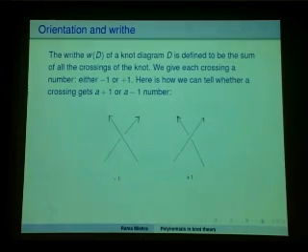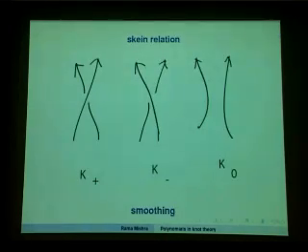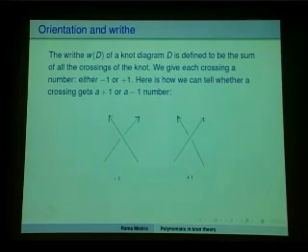So when you have orientation, you have the concept of sign. In any oriented knot diagram, you give plus 1 or minus 1 at each crossing, and if you add them up, what you get is called the writhe. So the writhe is just the sum of all the signs.